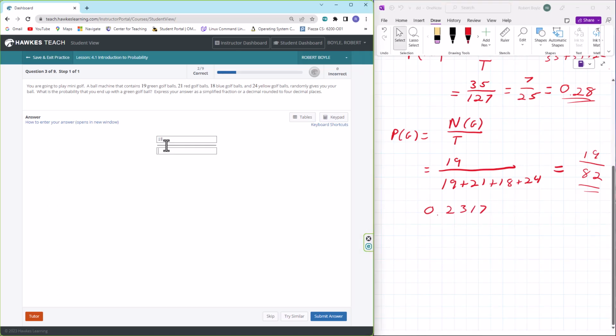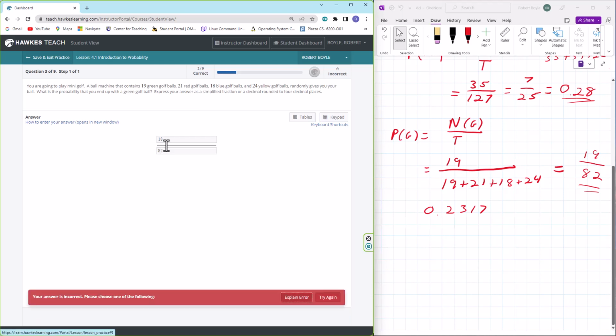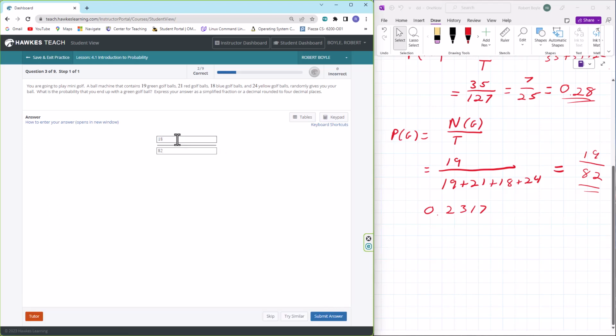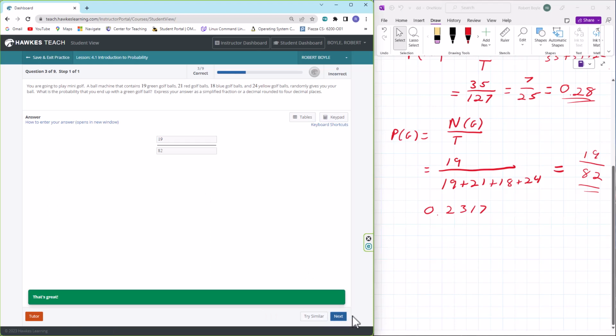19 tab 82, and I made a mistake. What was my mistake? Well, notice here, since I made a mistake, it can explain my error, or I can try again. I think I know what my mistake is. I meant to put in 19, I typed in 18. So let's go ahead and just correct that. So changing this to 19. Resubmit my answer, and there we go, now I am correct.